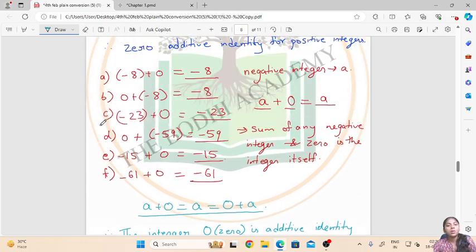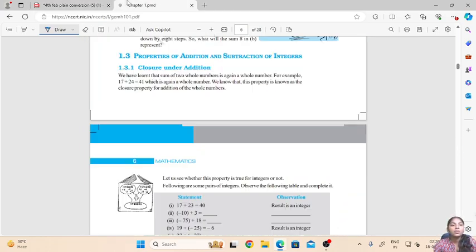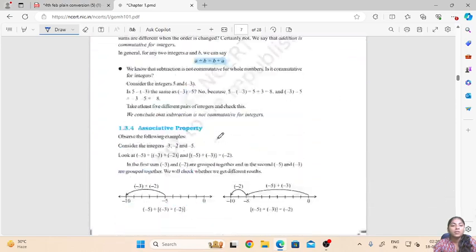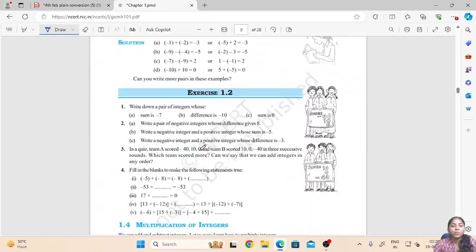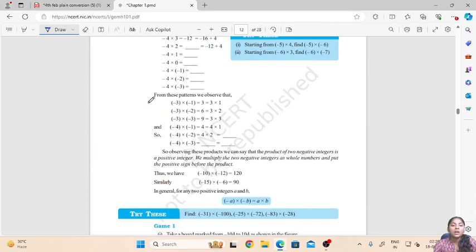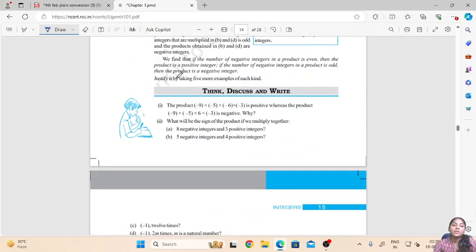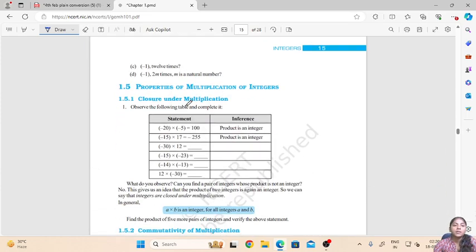So this is all that we will see in this video. In the next video we will learn about the multiplicative properties. We will learn the multiplication of two integers and the properties of multiplication of integers. So all this we will learn in the next video.